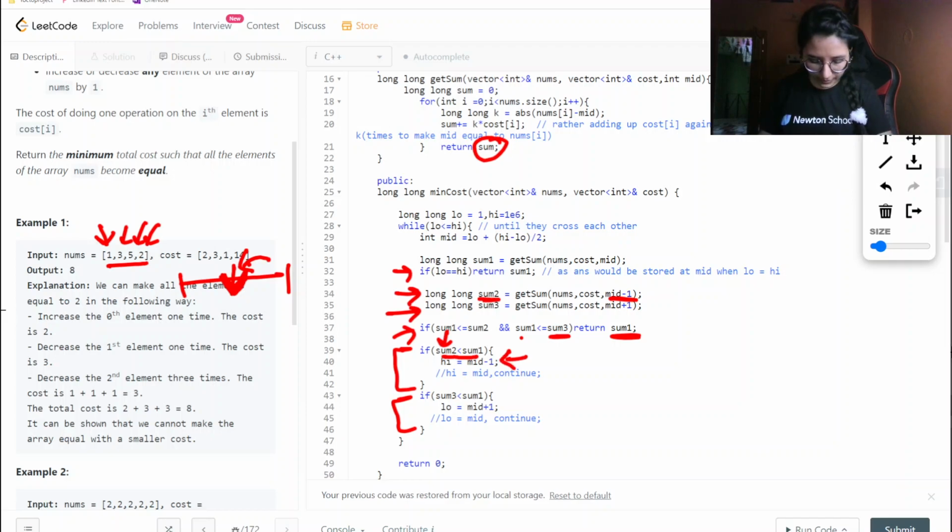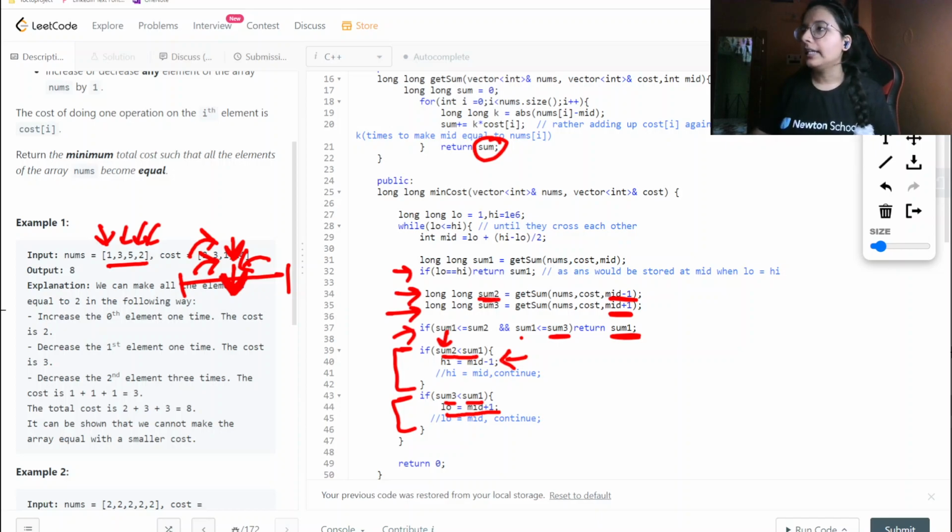Now comes the part for sum 3. Here sum 3 is less than sum 1, which is mid plus 1. That was from the leftmost side, so we were going towards this side. For our sum 3, if it is still less than sum 1, we are pushing it more towards this side. That's why we are making low equal to mid plus 1.